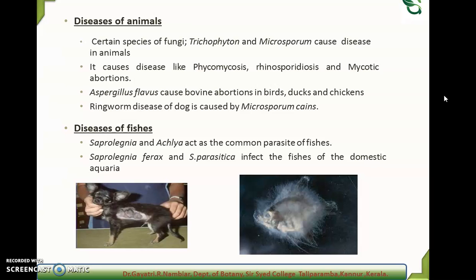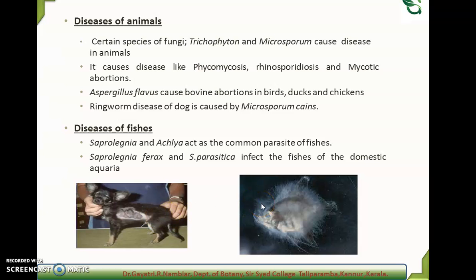Now, in animals and fishes also, fungi cause severe harmful effects. For example, Trichophyton and Microsporum diseases have been reported in animals. They cause diseases like phycomycosis, rhinosporidiosis, mycotoxic abortions, etc. Aspergillus flavus causes bovine abortions, and infects birds, ducks, chickens. Ringworm disease of dog is caused by Microsporum canis. So this is the ringworm disease. In human beings also, ringworm disease has been reported.